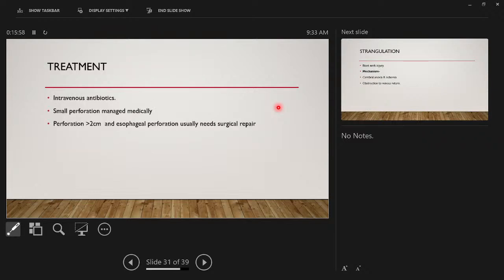The treatment is mostly conservative management, like IV antibiotics. Small perforations are also managed conservatively. If the defect is more than 2 centimeters, or there is esophageal perforation, they require surgical repair.